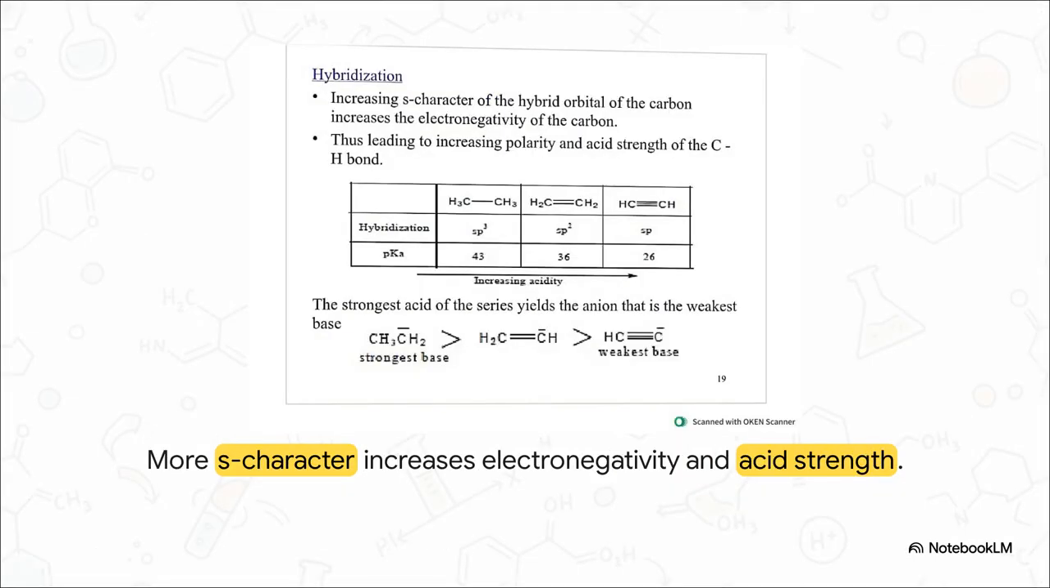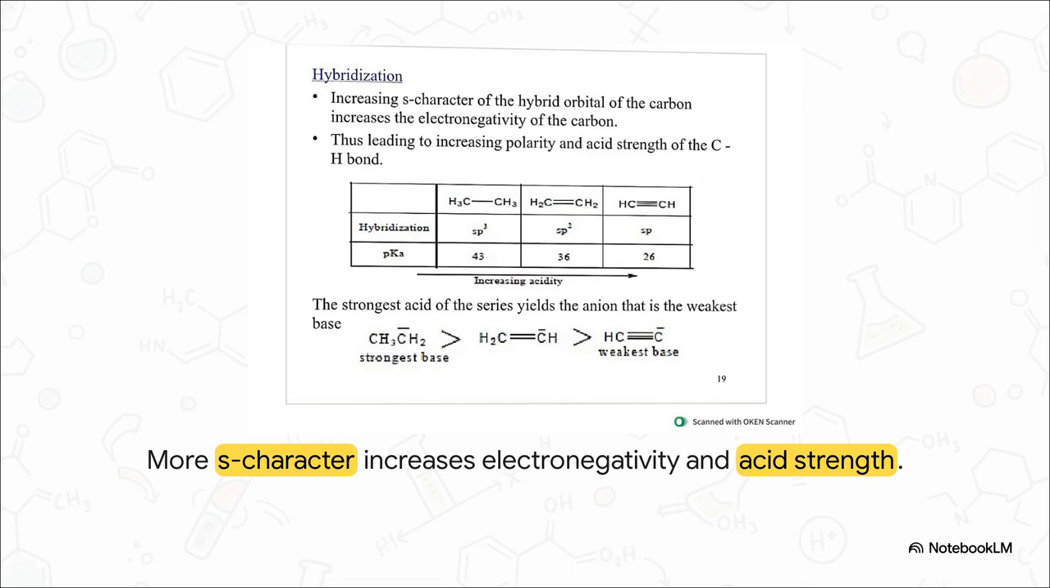Next up, hybridization. Check out this progression from an alkane to an alkene to an alkyne. As we shift from an sp3 hybridized carbon down to an sp hybridized carbon, the pKa drops all the way from 43 to 26. What's going on here?